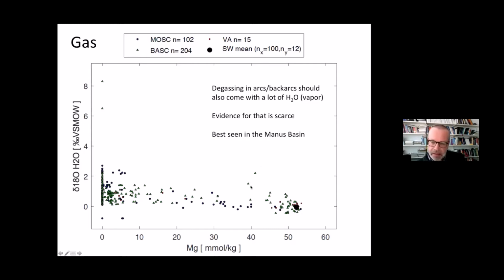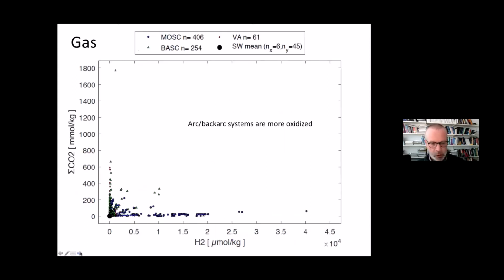The hydrothermal vents that we sampled in the Manus Basin, about which I'll tell you a little bit more later on, clearly show this magmatic water influence, but you can see that many other arc and backarc systems don't show that. So in general, the evidence that there is a lot of magmatic vapor coming into these systems, as well as CO2 and SO2, is scarce, and it's best seen in this Manus Basin example that I'll talk about more later.